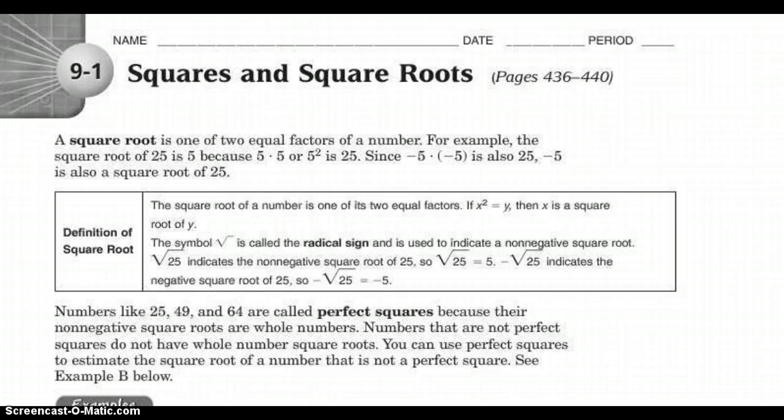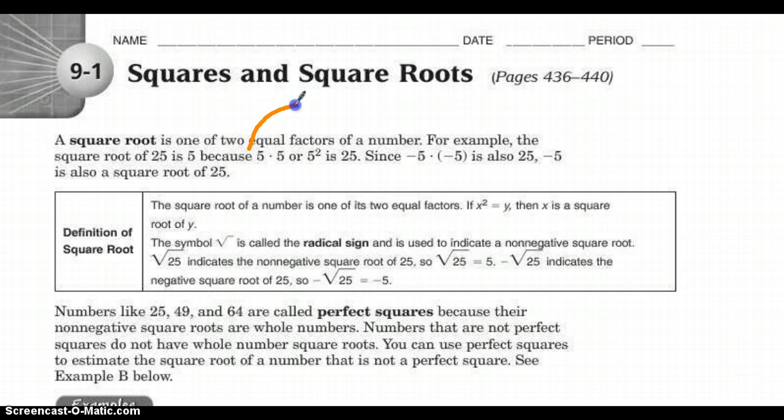A square root is one of two equal factors of a number. For example, the square root of 25 is 5 because 5 times 5, or 5 to the second power, is 25.